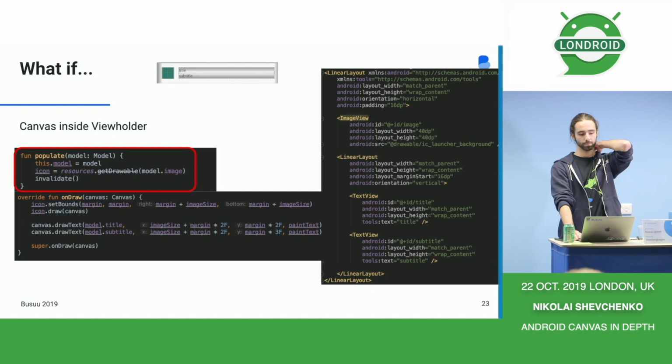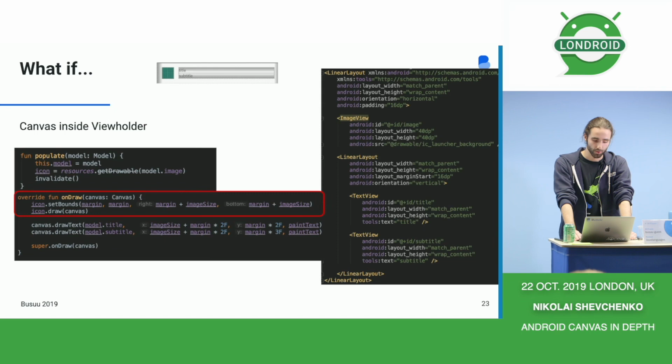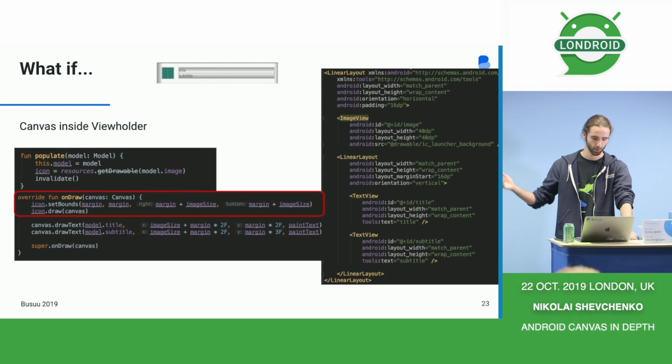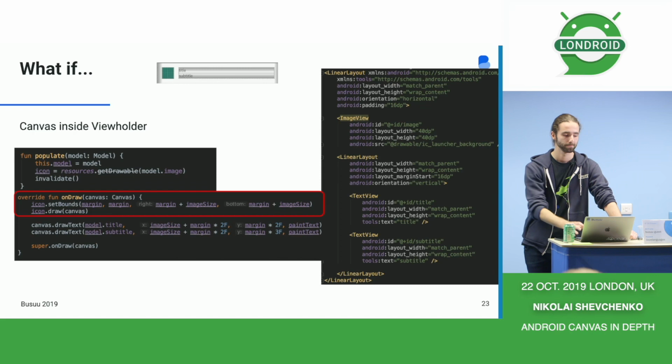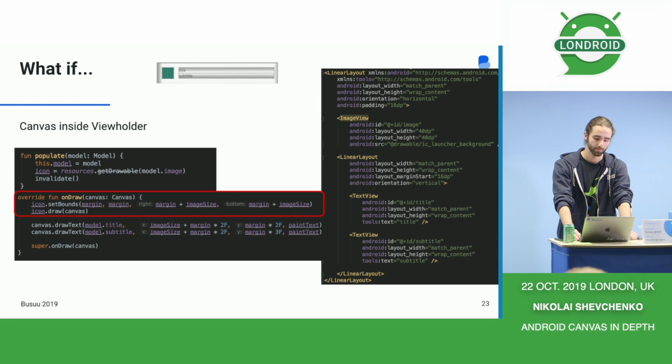The onDraw is pretty basic as well. We get a simple icon, which is the drawable object that we created. We set its bounds with margin and image size, and all of these variables are coming from the resources, the dimensions, which I calculate beforehand when the class is instantiated. Then we simply draw some text with the title and the subtitle. As you see, the last parameter is the paint object I was talking about in the beginning. The only thing I've done is to instantiate the paint object and set its color to black. That's it. And then we just call super onDraw.